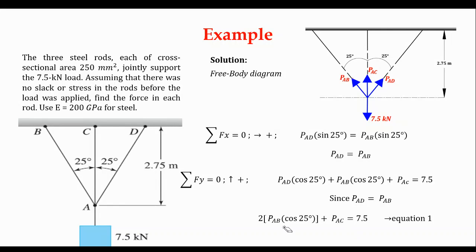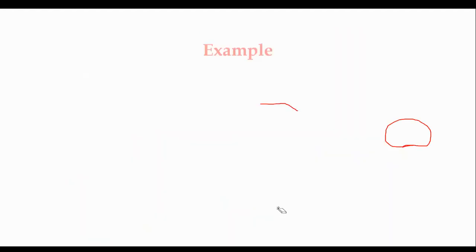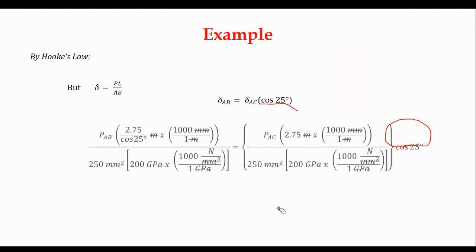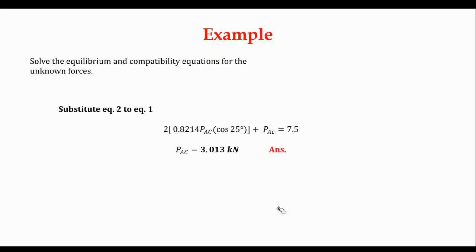So na-express naman nato si force AB in terms of force AC. So mapaslak na to dito. We can now actually solve the force AC. Okay? And then ang force AC naman, magamit na to siya para ma-solve pud ang force AB as well as force AD kasi nga pareho lang. So actually, the forces are 3.013 for AC and 2.47 for AB and AD.